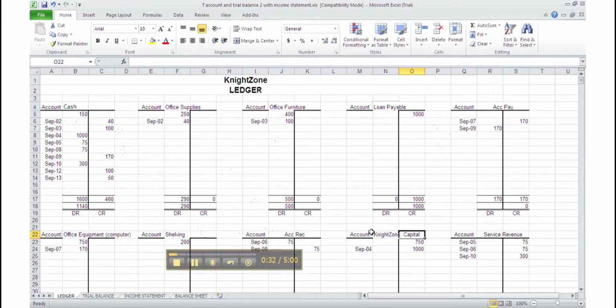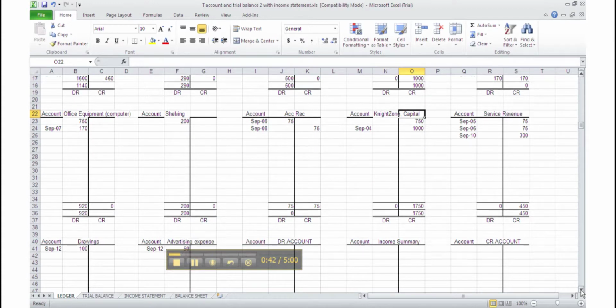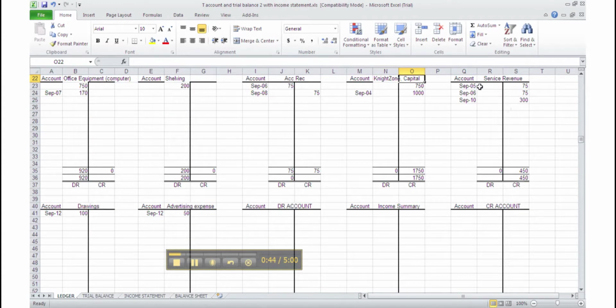At the end of the accounting period, we need to close all of the temporary accounts. Temporary accounts are usually income statement items, but we also have drawings as well. So if I take a look, we have service revenue, drawings, and advertising expense. We're going to close them to a new account called income summary. We'll make it on September 13th.